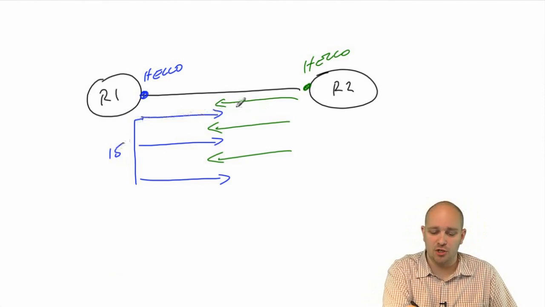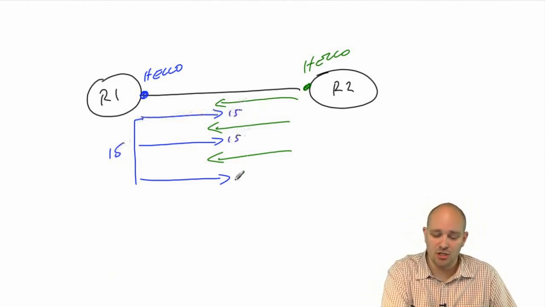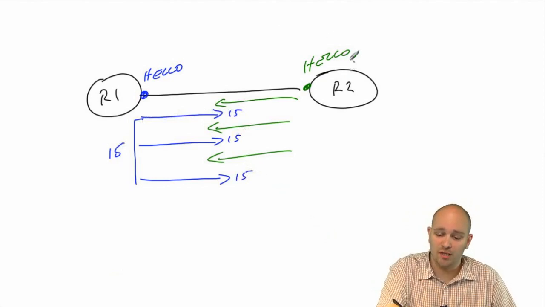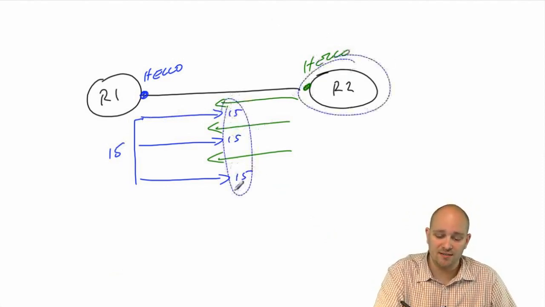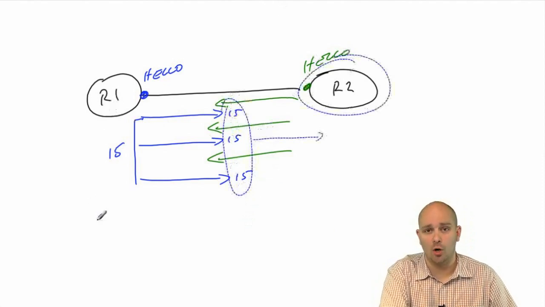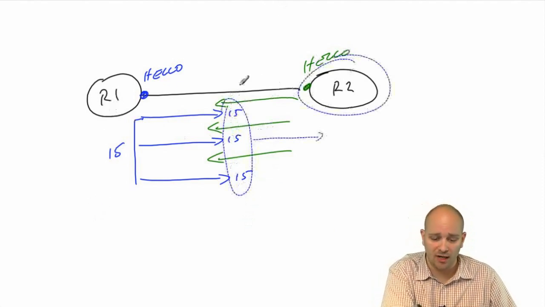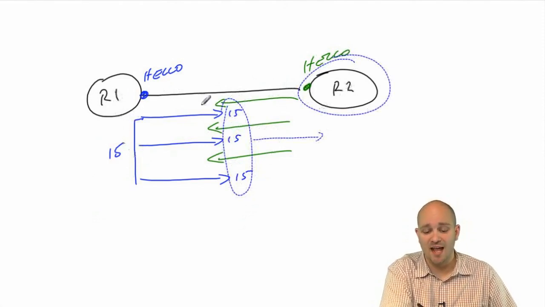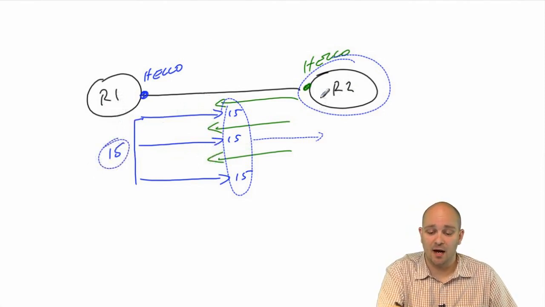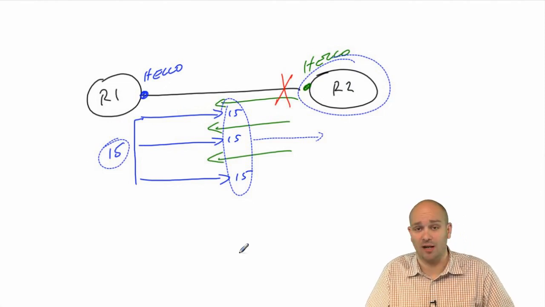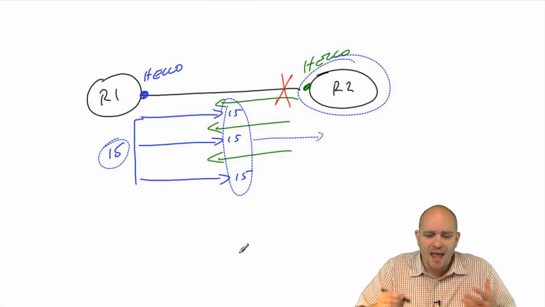Now, this information will be communicated in each and every one of these hello messages, which means that R2 is going to be using this information received in hello messages to determine whether R1 is alive or not alive on this segment. If R2 does not receive any hello messages from R1 in 15 seconds, R2 is going to declare this relationship as broken, as non-operational.